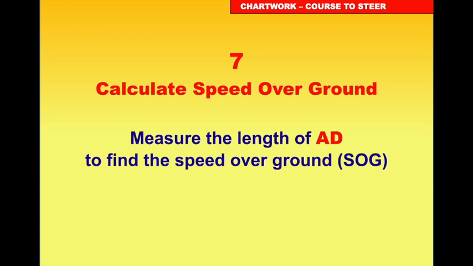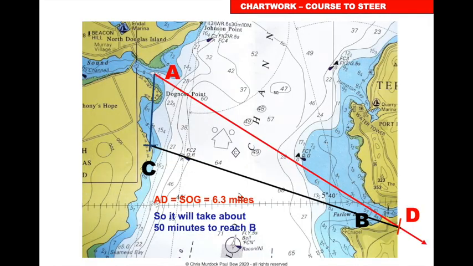Now we want to calculate the speed over the ground. Measure the length of AD to find the speed over the ground. So if you measure the length from A to D where it arcs across, will be our speed. So A to D equals speed over the ground, which equals 6.3 miles. So in an hour, we'd have got to here, but we don't want to get to here, we want to get to here. So if we look down there visually, that'll be an hour, so that will be about 50 minutes.